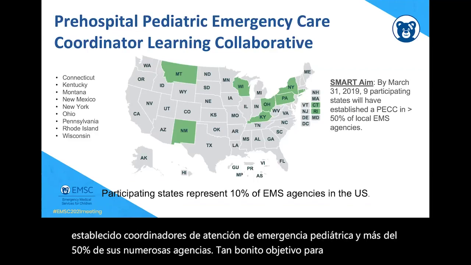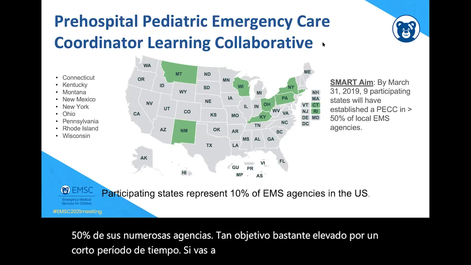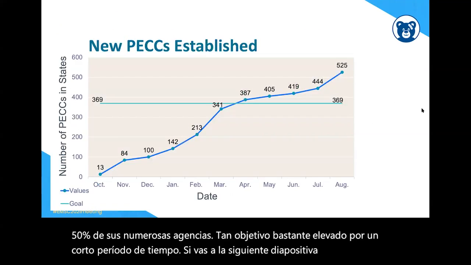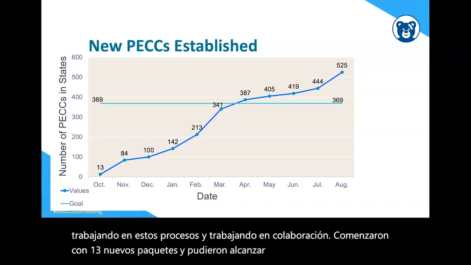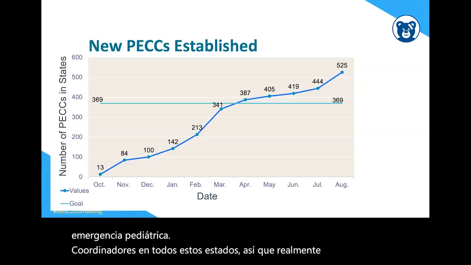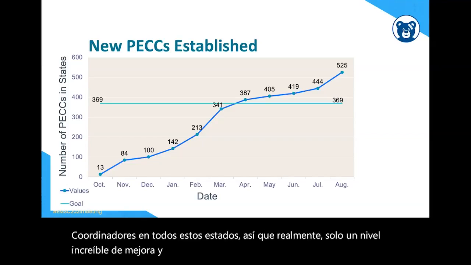If you go to the next slide, you'll see that working through these processes and working in collaboration, they started with 13 new PECs and were able to achieve 525 new pediatric emergency care coordinators across these states. So really just an amazing level of improvement and engagement and strategies that were developed out of this collaborative. Next slide.